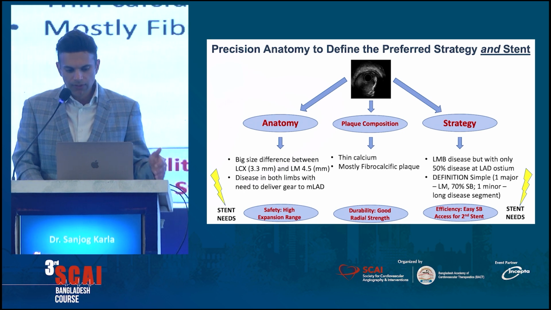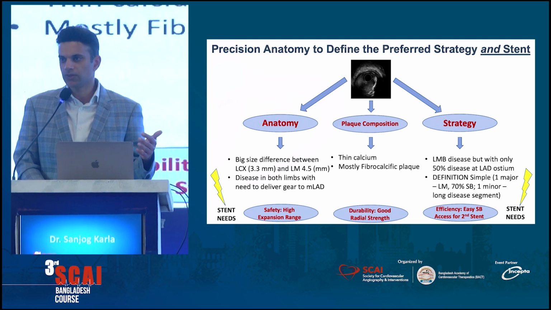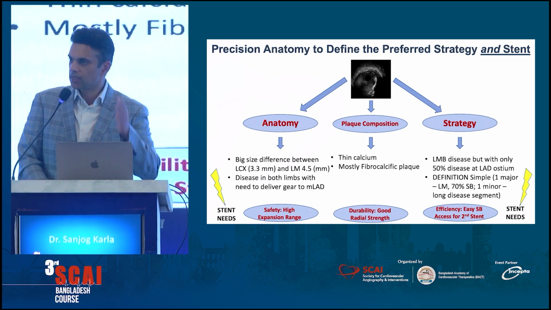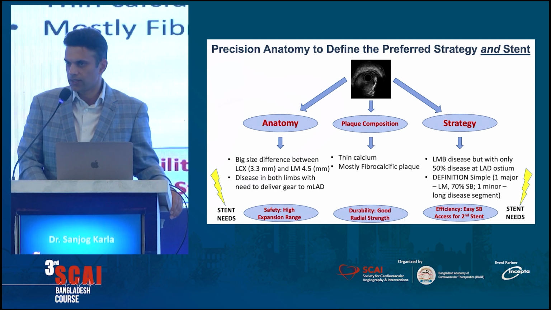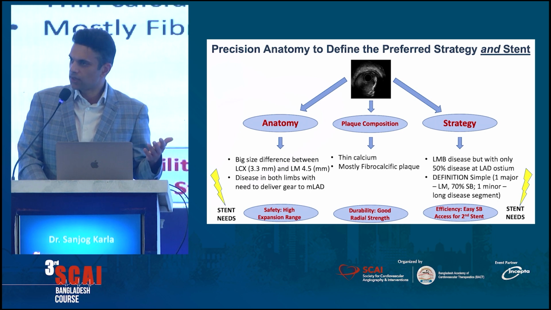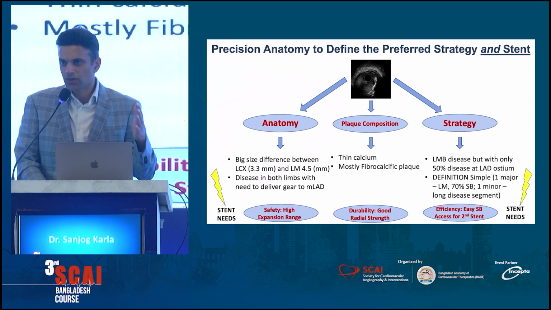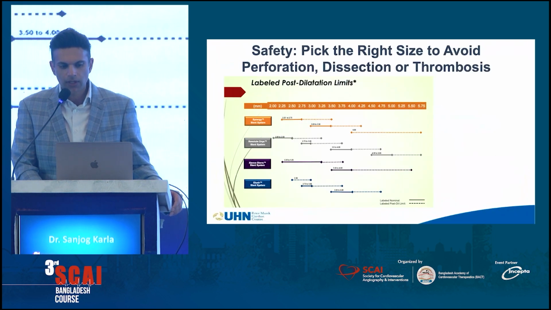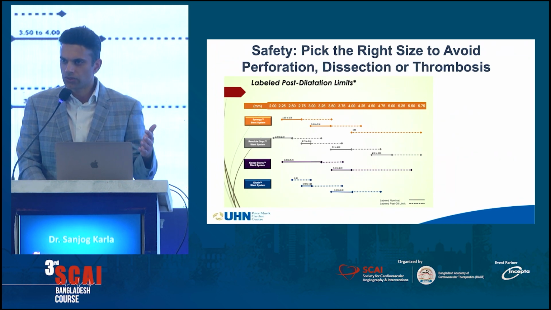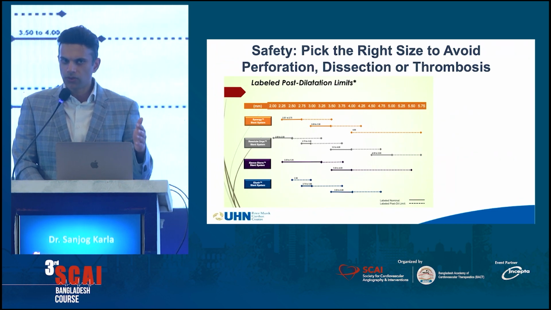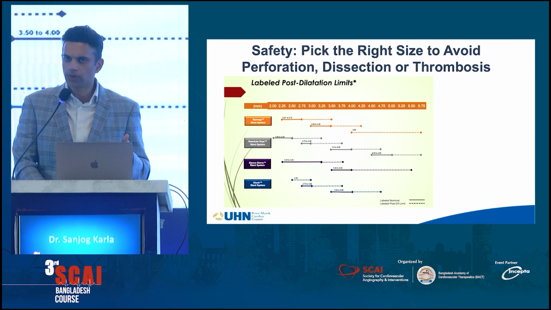And then, of course, for efficiency, we needed something that was going to give us easy side branch access in case we needed to jump back into the LAD and intervene upon the LAD ostium 50% disease, which is starting to get to the borderline of where we want to leave something. So we chose a Synergy stent. As I said, you can use almost any stent. So the question is, did we choose well?